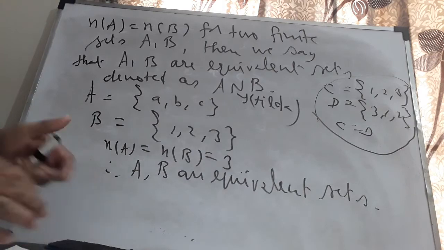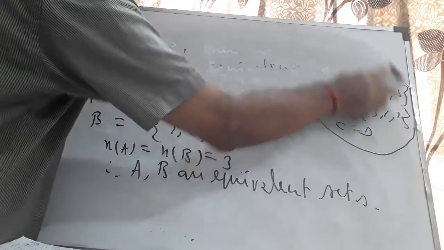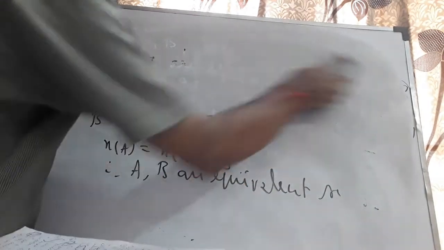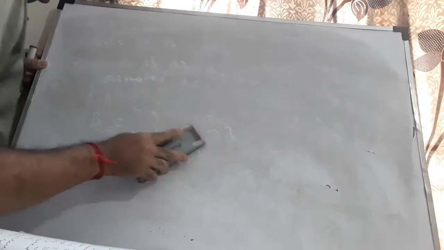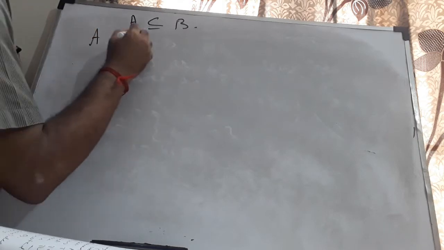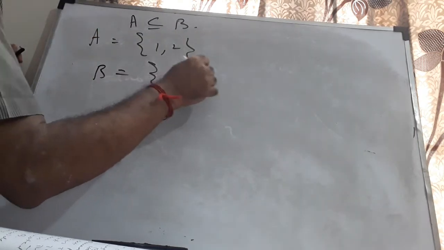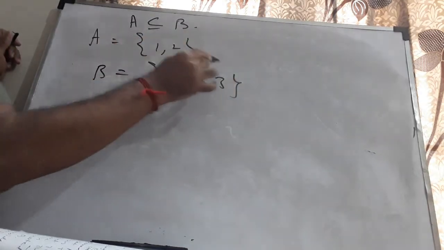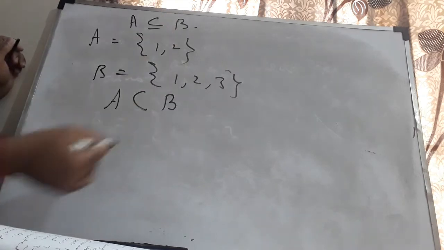Okay, equivalent sets again. Next, just see here, if two sets A, B are given, then if all the elements of A are also there in B, I mean to say A is a subset of B. The symbol over here is written like this. Example: let us say A is equal to {1, 2}, and B has, let us say, {1, 2, 3}. All the elements of A are there in B. Therefore, A is a subset of B.